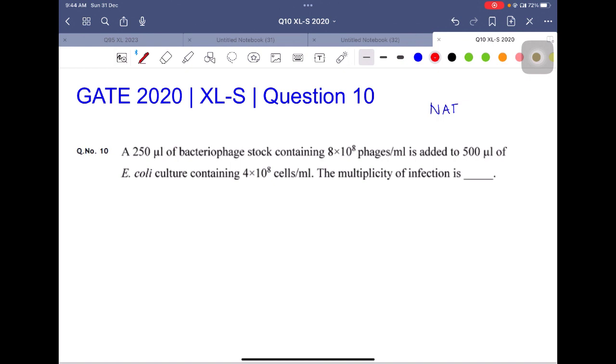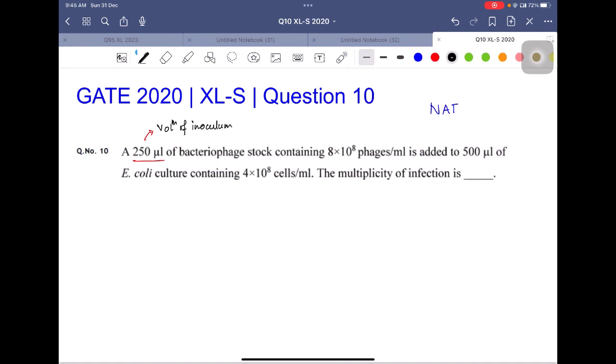Now let's see what are the parameters that are given in this particular question. So the first thing is the volume of the bacteriophage stock, which is added in the E. coli culture. So this is actually the volume of the inoculum that is added in the E. coli culture. Volume of the inoculum.